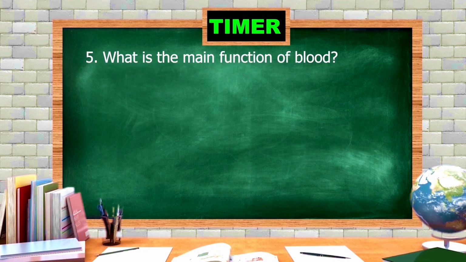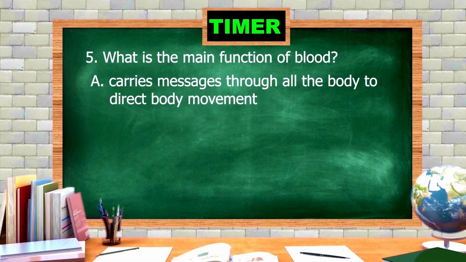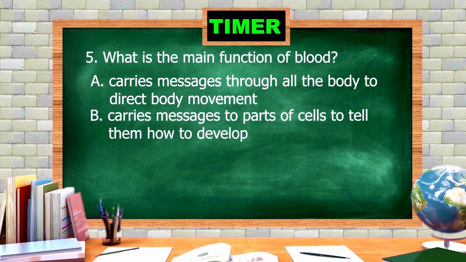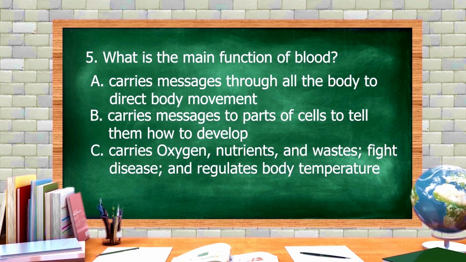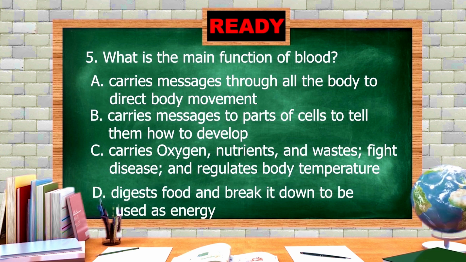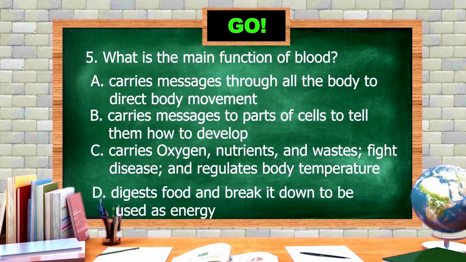Question 5. What is the main function of blood? A. Carries messages through all the body to direct body movement. B. Carries messages to parts of cells to tell them how to develop. C. Carries oxygen, nutrients, and waste, fight diseases, and regulates body temperature. D. Digests food and break it down to be used as energy.